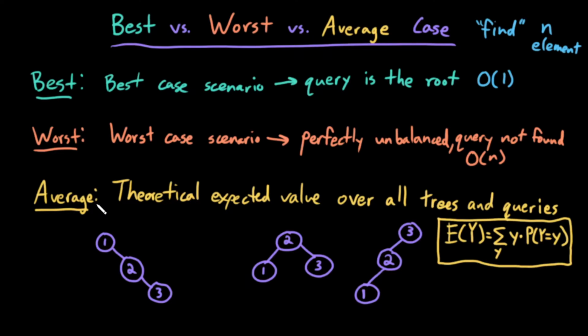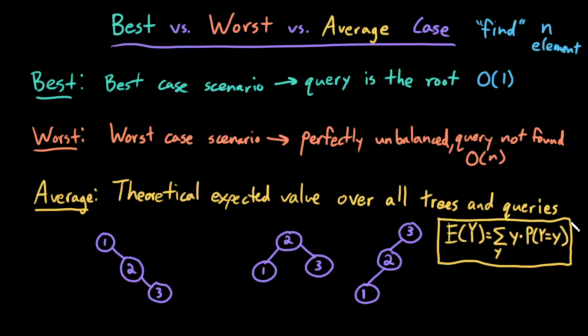What about the average case time complexity? This is something that we don't talk about too often, but this is what we would theoretically expect. So this is the theoretical expectation. It's an actual statistical expected value over all possible scenarios we might face. So over all possible trees and all possible queries, it would be the expected value.